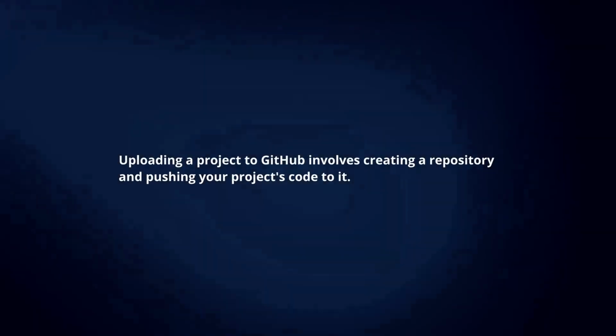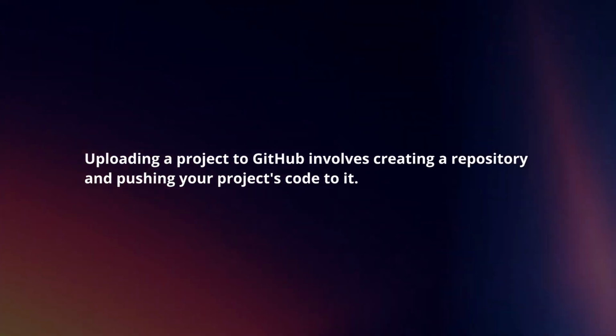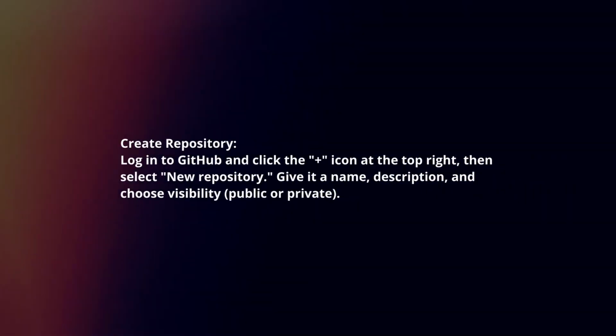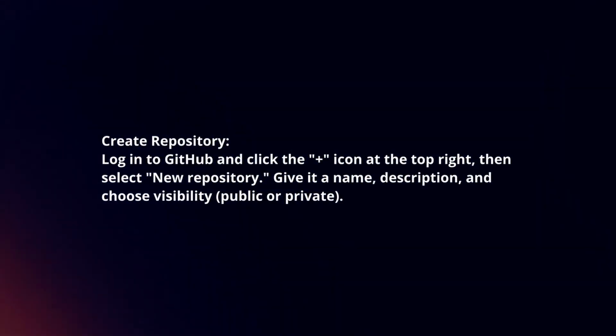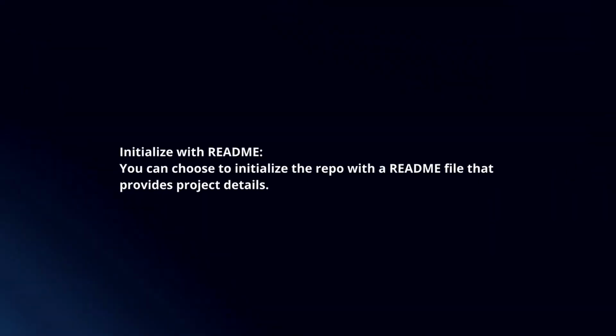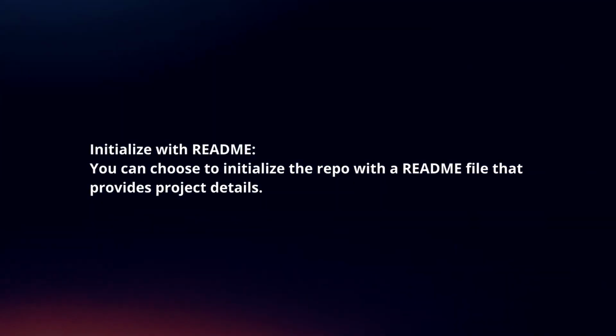Uploading a project to GitHub involves creating a repository and pushing your project's code to it. Here's a concise guide. Create repository. Log into GitHub and click the plus icon at the top right, then select New Repository. Give it a name, description, and choose visibility. Initialize with README. You can choose to initialize the repo with a README file that provides project details.